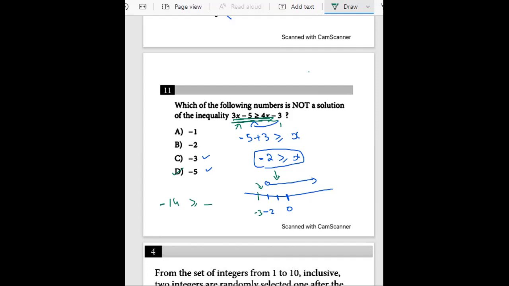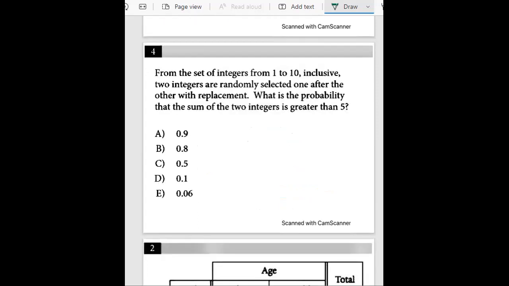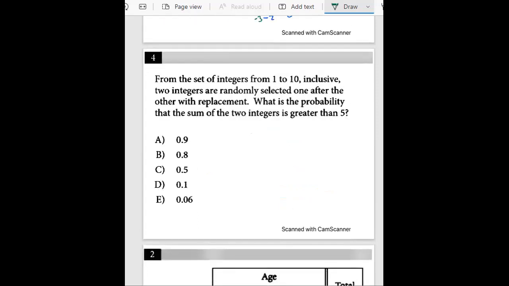Okay, let's talk about the fourth question, like this next question, basically. From the set of integers 1 to 10 inclusive, two integers are randomly selected, one after the other with replacement. What is the probability that the sum of the two integers is greater than 5?